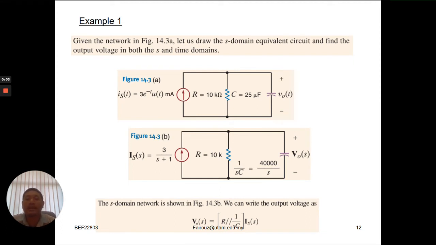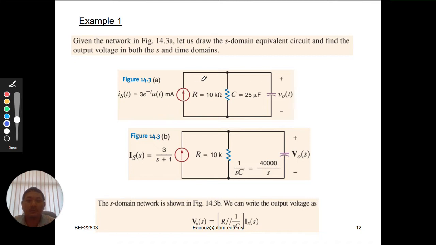Okay, let's look at the first example of a Laplace transformation circuit analysis. So here we have a circuit of R and C, right? First of all, we need to redraw the circuit in the frequency domain, in the S domain.